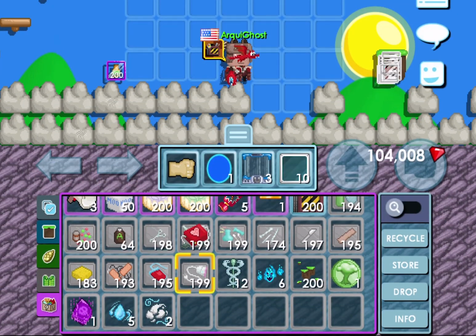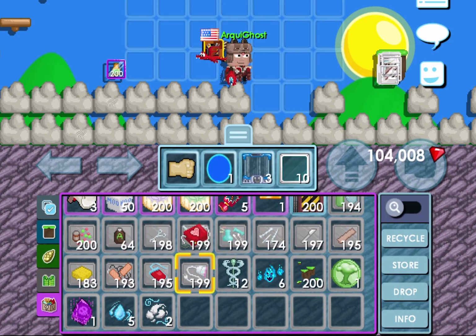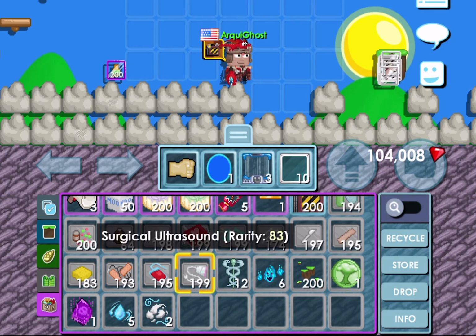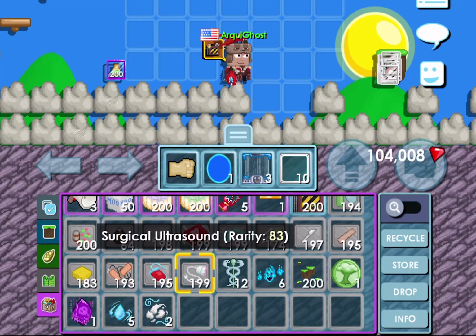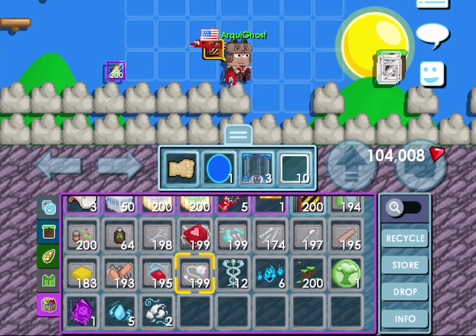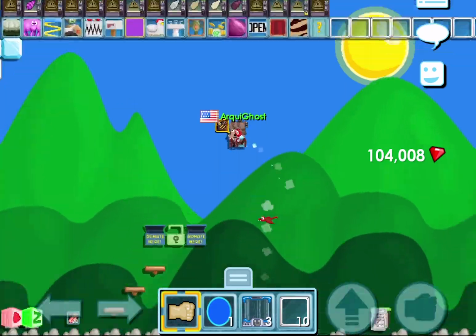And for the very last tool, surgical ultrasound. This is the most essential tool there is. Because without this one, you have no guidance. You don't know what to do. So you use this one at the start of every single surgery to know exactly what the patient has and how to treat him correctly.